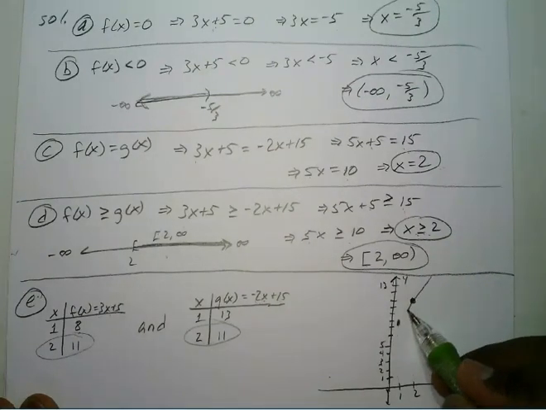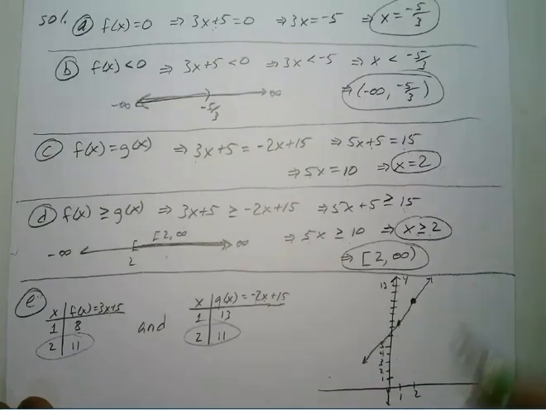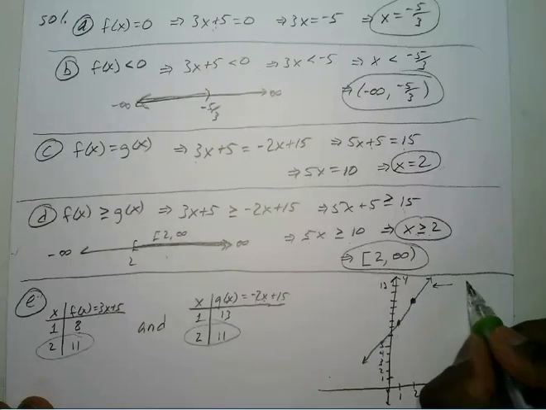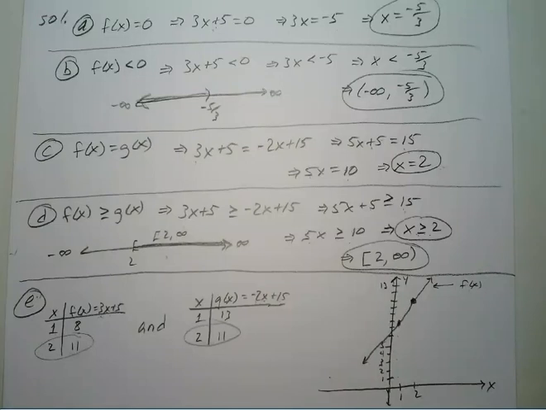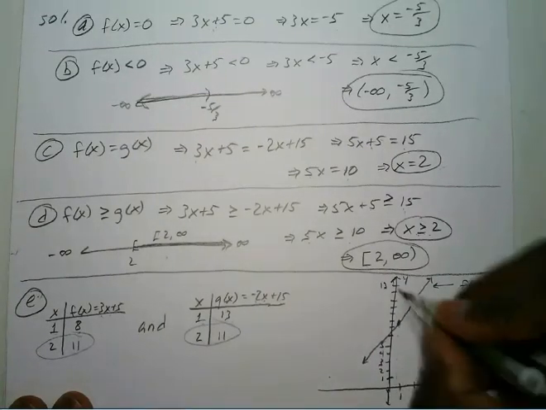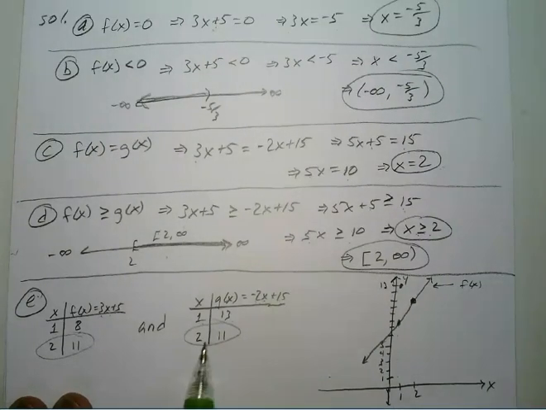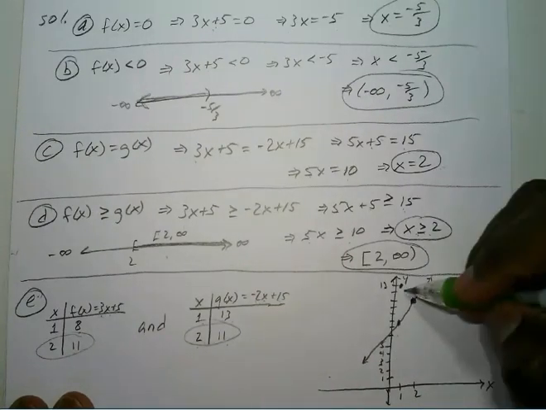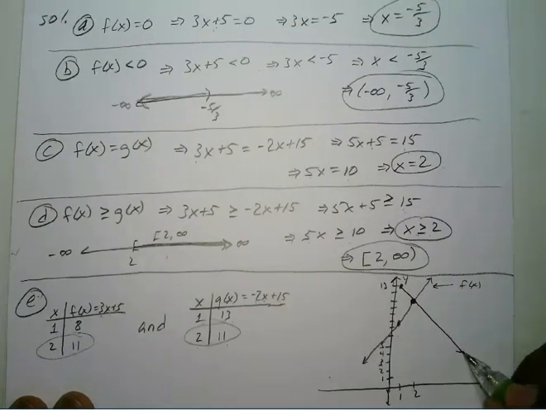Okay, so we know this is roughly how our f of x will look, which is 3x plus 5. So I just wrote f of x here. Now for our g of x, when x equals 1, y equals 13. So we have 1 and 13, which is right there. And when x equals 2, y equals 11. So we have 2, 11, which is right there. So when we graph it, it should look something like that, where this one is our g of x.